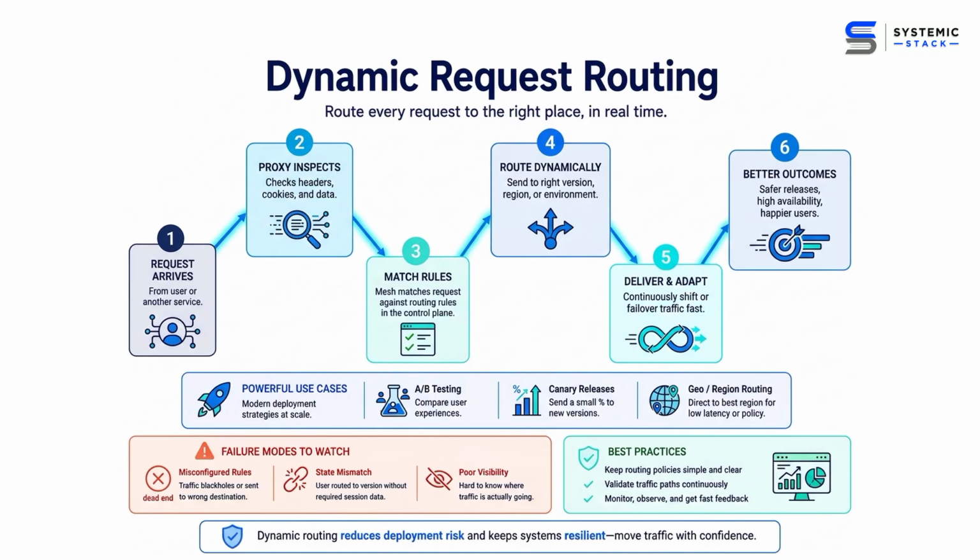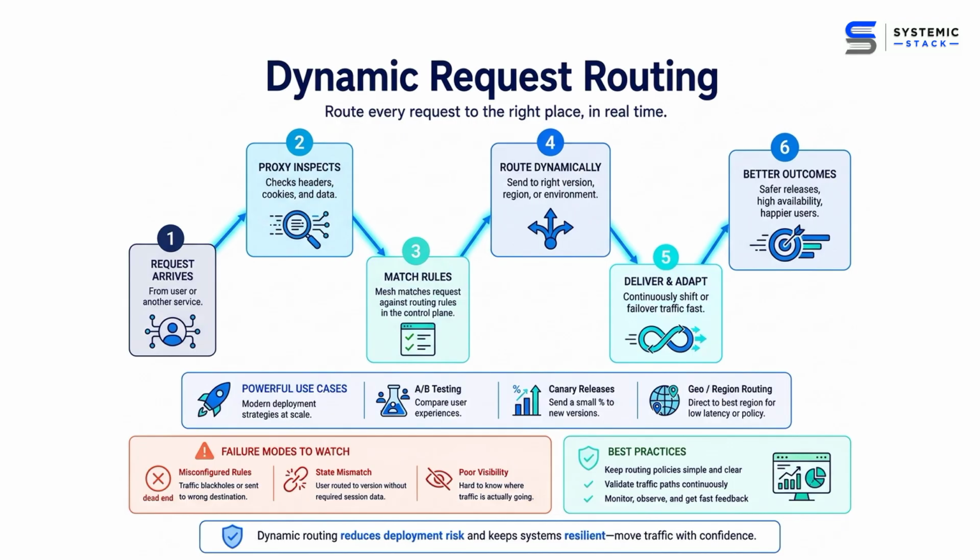Dynamic request routing gives you incredible control over how traffic flows through your system. It works by allowing the mesh to inspect things like HTTP headers or cookie data to decide exactly where to send a request. What matters here is that it's the foundation for modern deployment strategies like A/B testing or canary releases, where you might want to send only 5% of traffic to a new version of a service.